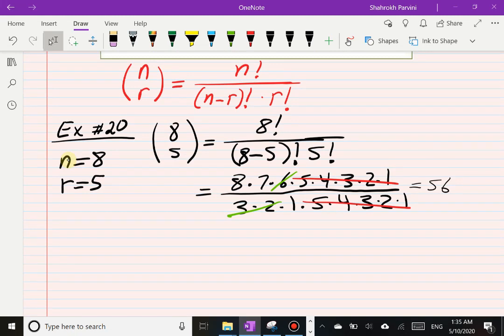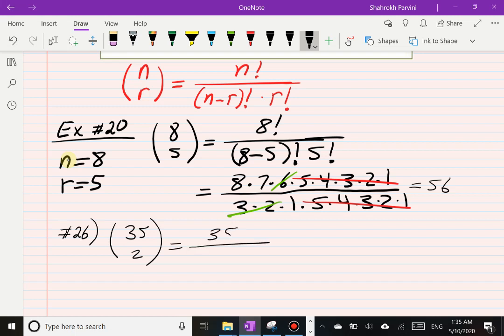Let's take a look at number 26, and then we go to our TI calculator. Number 26, I have 35, 2. 35 choose 2. So what does that mean again? That means 35 factorial over 2 factorial. Actually, let me write it exactly like it is up here. What am I looking at? I'm looking at this right up here.